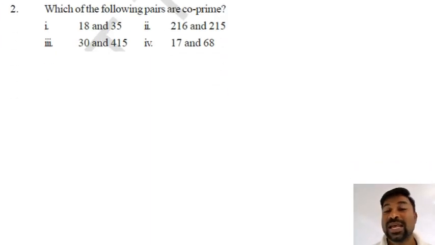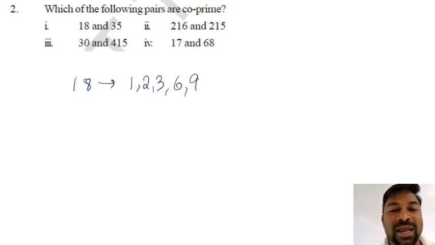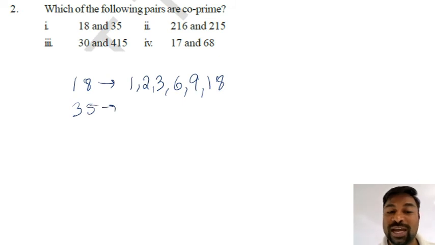Okay, let's check it out. Which are the other co-primes present here? If you check it out, we can figure it out. 18 and 35. What are the factors of 18? 1, 2, 3, 6, 9 and 18. These are the factors of 18. Now let us go for 35. Which are the factors of 35? 1, yes, 5, yes, 7 and 35.